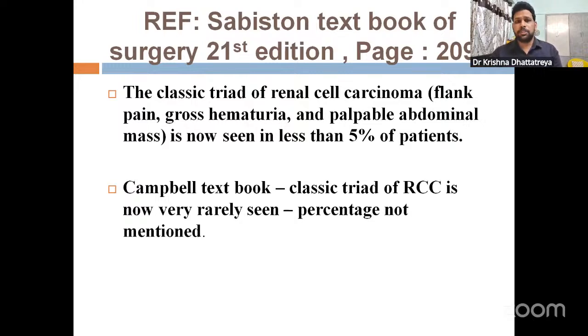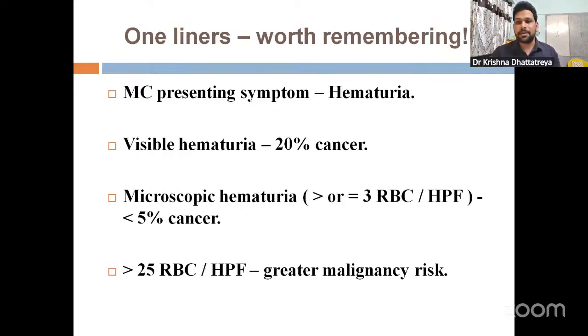So here are some important one-liners related to renal cell carcinoma. The most common presenting symptom is hematuria. Suppose the patient has visible hematuria. In case of gross or visible hematuria, which is also known as macroscopic hematuria, a demonstrable cause will be there for that hematuria in 50% of cases, and 20% of cases are related to urogenital carcinoma.